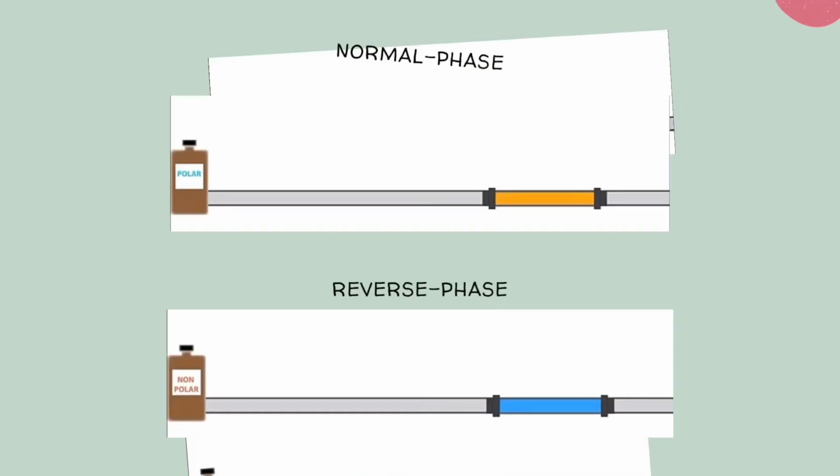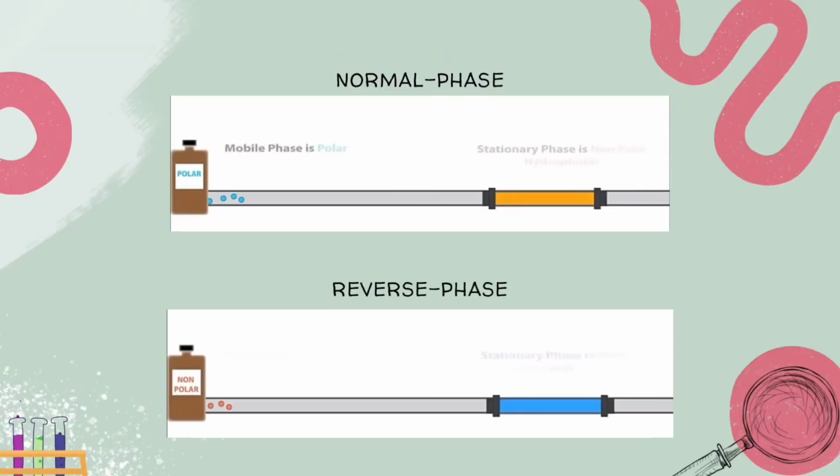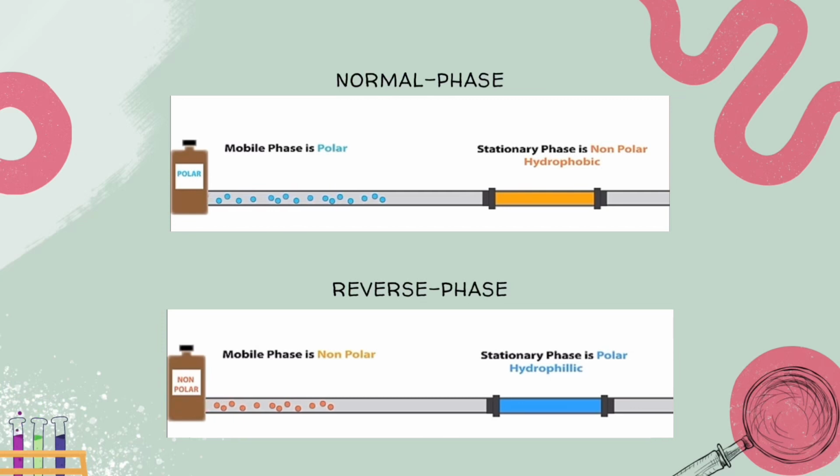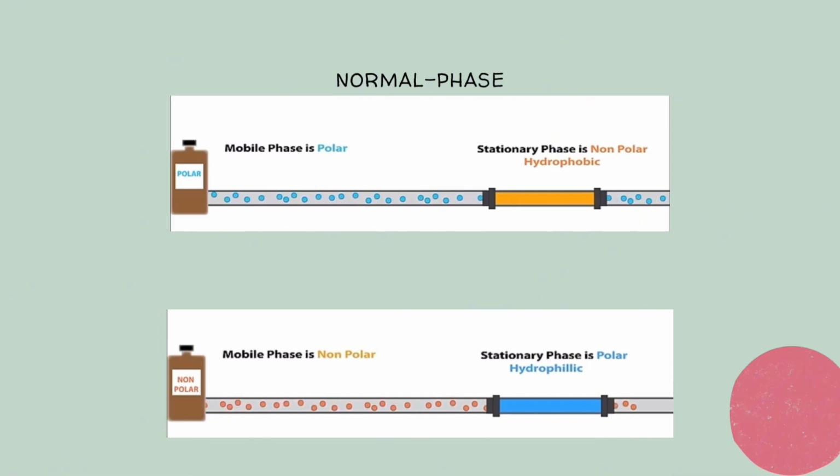In normal phase, the mobile phase is polar, while the stationary phase is non-polar or hydrophobic. This means that non-polar compounds move faster through the column and polar compounds are retained longer. However, in reverse phase, it is the opposite. The mobile phase is non-polar and the stationary phase is polar or hydrophilic.